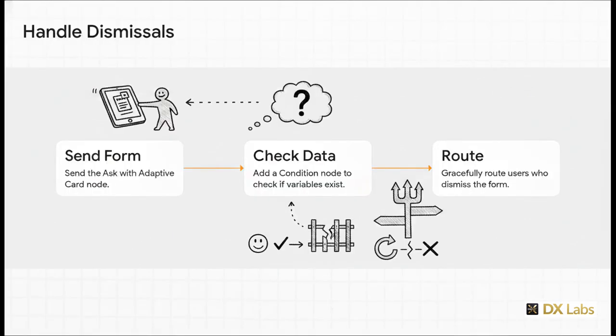But what happens if the user just walks away from the counter without handing back the form? This brings us to a major AB-620 pitfall that you want to avoid. If a user closes the adaptive card without clicking Submit, Copilot Studio is going to generate empty variables. Because of this, you must always add a condition node right after your card to check if the data actually exists. This gracefully handles those scenarios where the user dismisses the form, allowing you to route them to a branch that maybe asks if they want to restart rather than just breaking your entire agent flow.